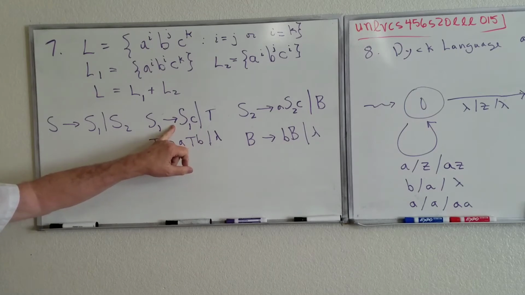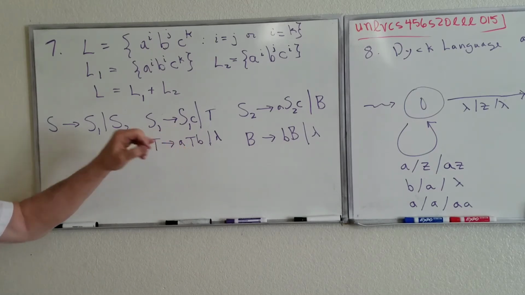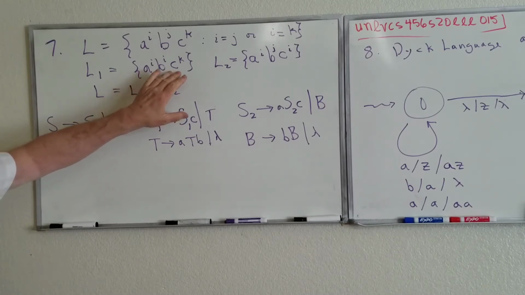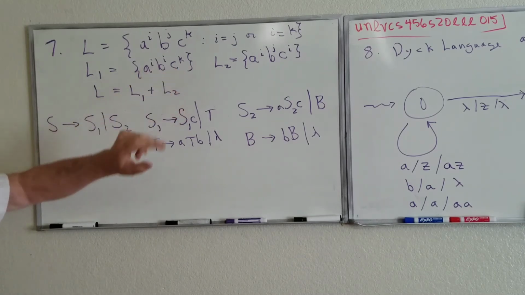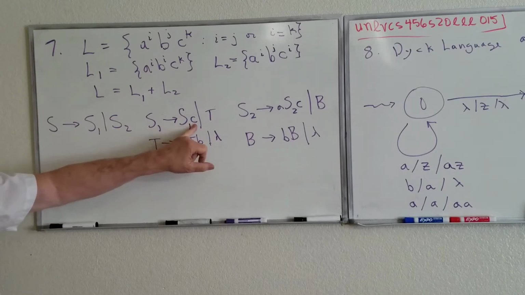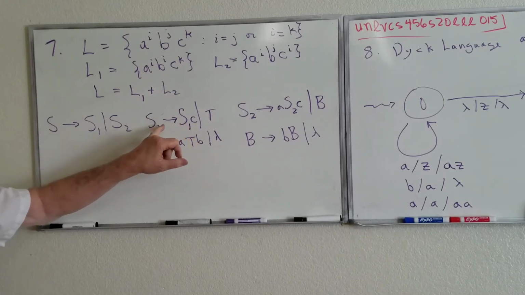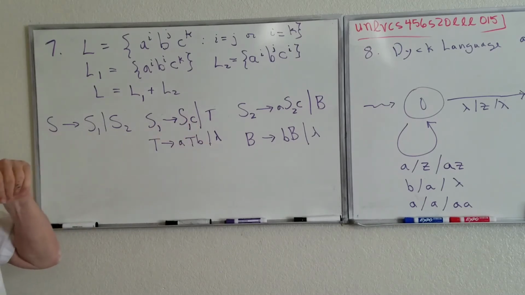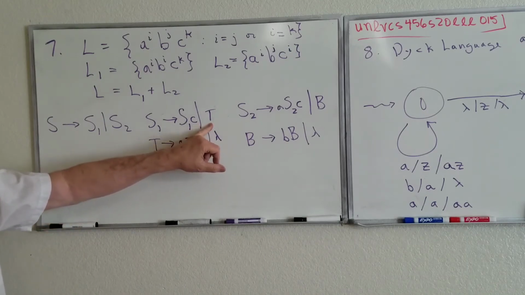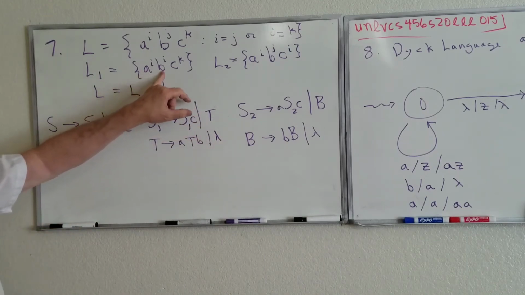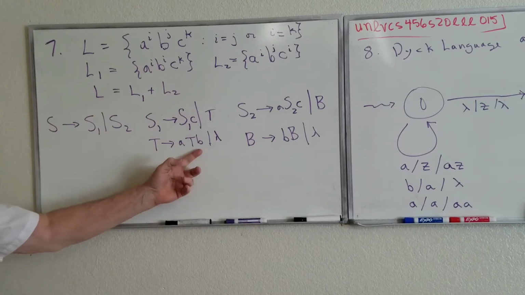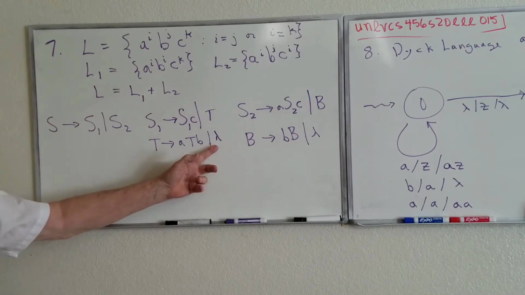Now, what happens here? For S1, let's look at what we have. We've got to have equal numbers of A's and B's with any number of C's hanging off to the right. So we'll start by hanging C's. This allows us to put as many C's as we want to the right, possibly 0 of them. Now when we get to T, the T will be the one that generates the a to the i, b to the i. So T goes to A T B, but i could be 0, so it has to go to the empty string as well.